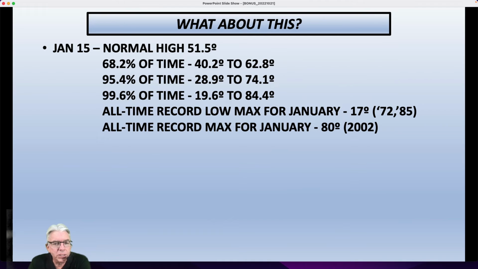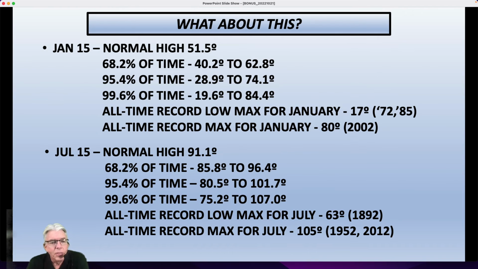Well, if we look back through history, the all-time record low maximum for January is 17, set in 1972 and 1985. That's not far away from that 19.6. And the all-time record max is 80, set back in 2002, and that's not that far away from the 84.4. So you can sort of see how these numbers all match up.